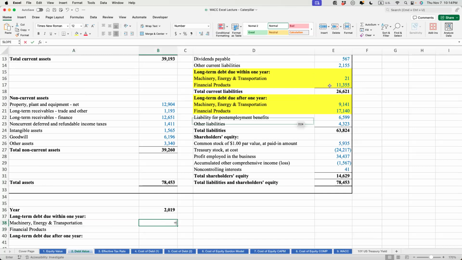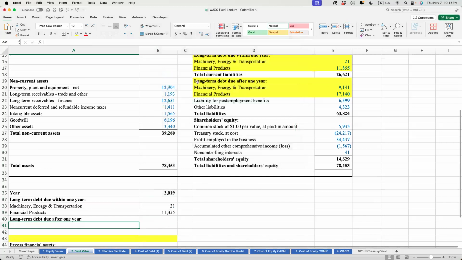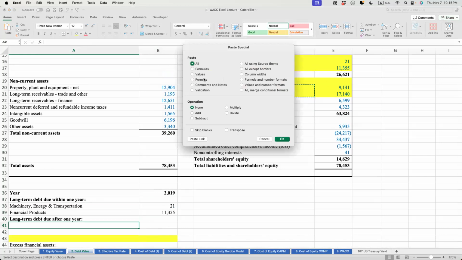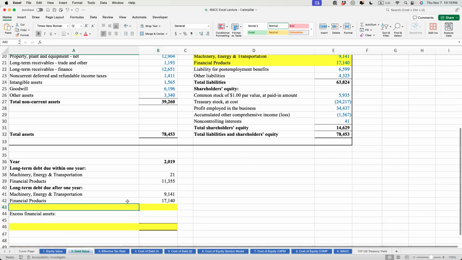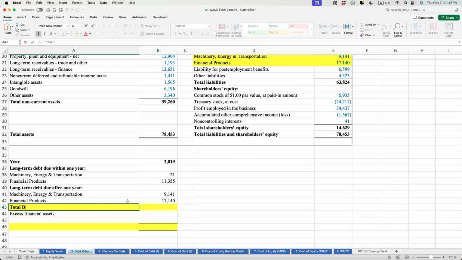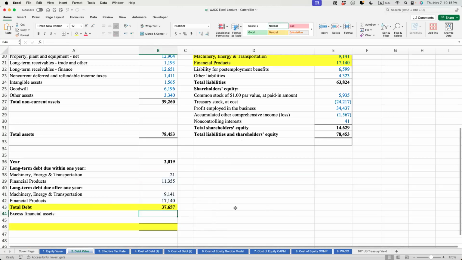And then for the short-term debt, we're going to just link the value from the balance sheet. Same idea here. We're going to copy the term here. And then we're going to link the long-term debt value. Then we can calculate the total debt. For total debt, you just take the sum of your short-term debt and long-term debt, and you get your total debt value.